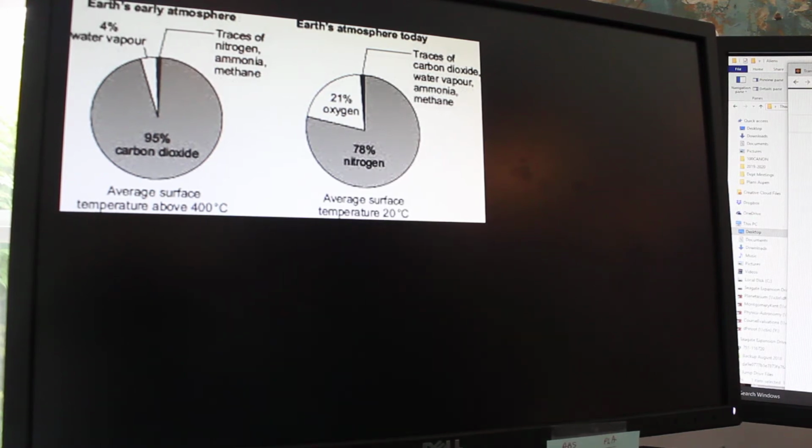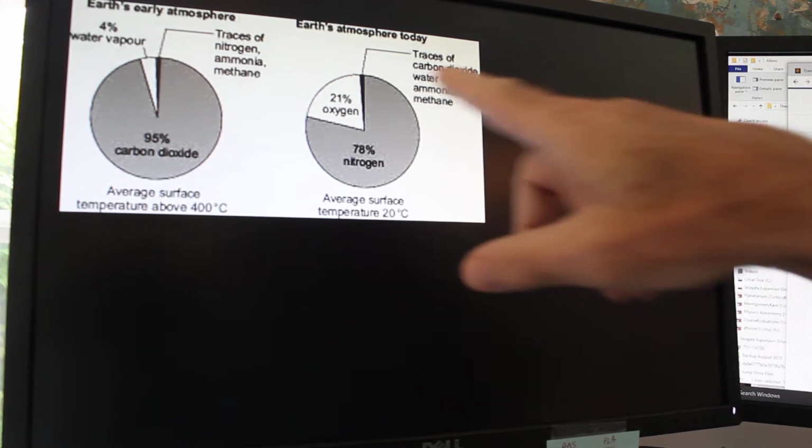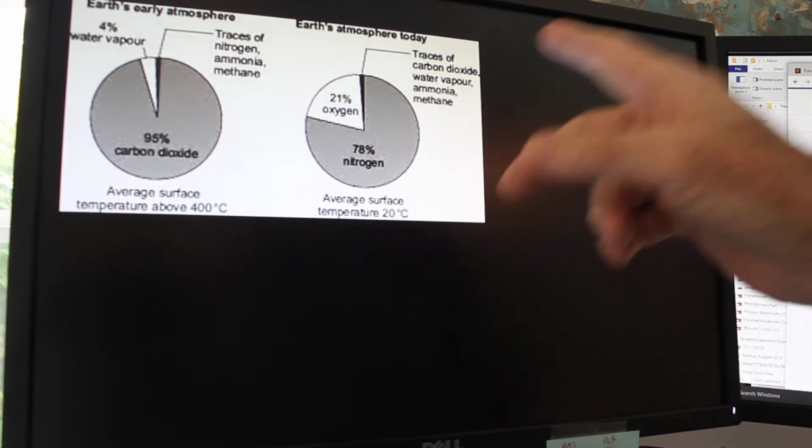All right, this is part 2 of how life came to exist on the surface of the Earth. We're talking about how the atmosphere changed. Well, the atmosphere was critical because humans, or any animals, we all use oxygen and release carbon dioxide.